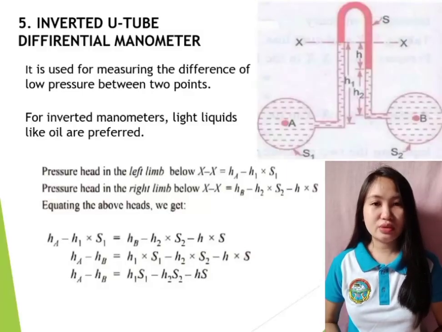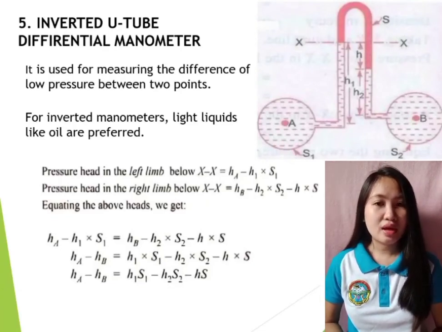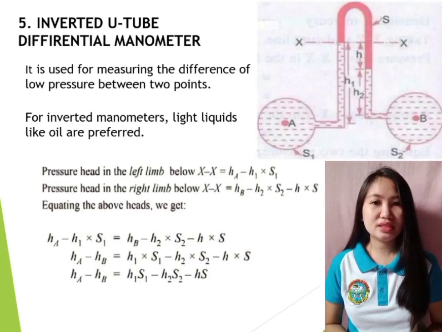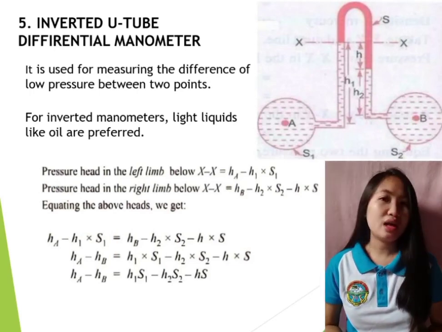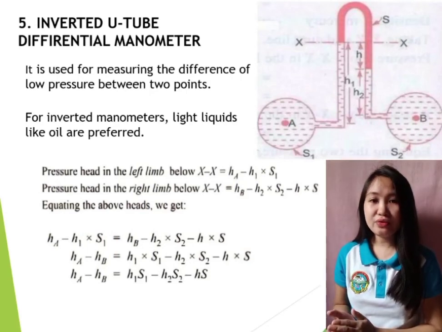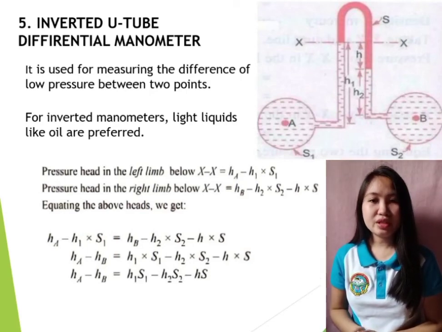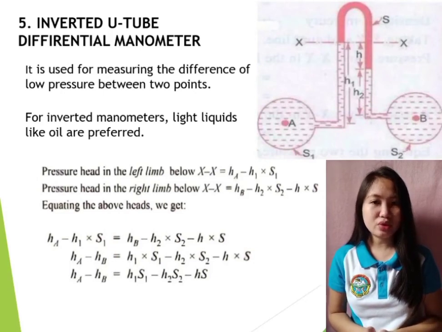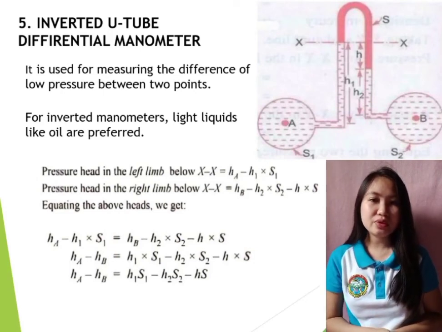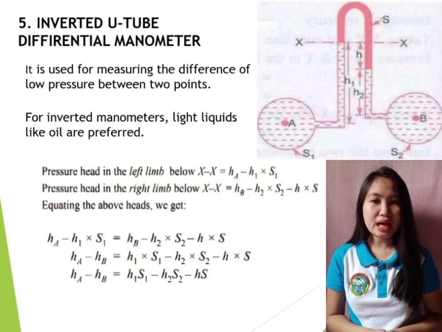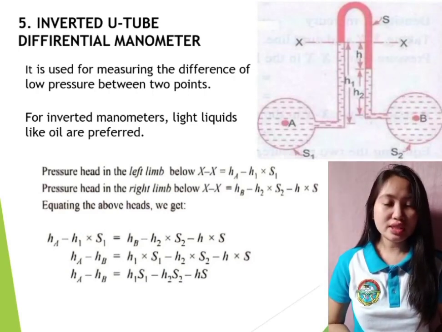Next is the inverted U-tube differential manometer. It is used for measuring the difference of low pressure between 2 points. In this manometer, we use lighter liquid instead of heavier liquid. Because in the U-tube differential manometer, they prefer heavy liquid like mercury. Here in the inverted U-tube differential manometer, a light liquid like oil is preferred. Also, accuracy is the main characteristic of this type of manometer.